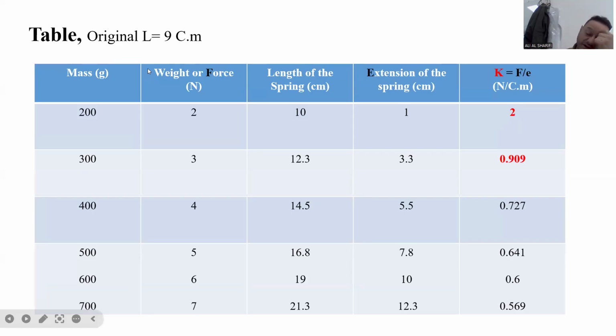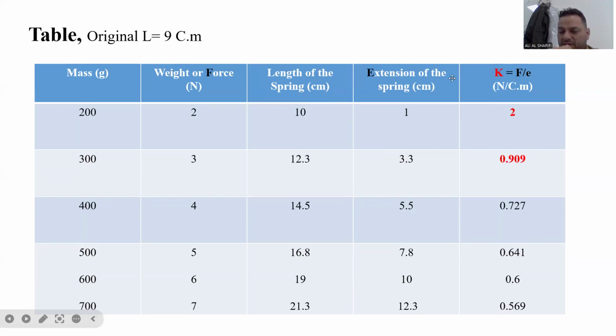Let me start from here, my solved example table. The original L was, let me say, 9 centimeters. Here we have masses of 200, 300, up to 700 grams. That means the weight or force will be 2, 3, up to 7. The length of the spring is L2. L2 minus L1 equals the extension. By that, L2 is 12.3 minus the original L of 9 centimeters, so the extension is 3.3. Okay, it goes like that.